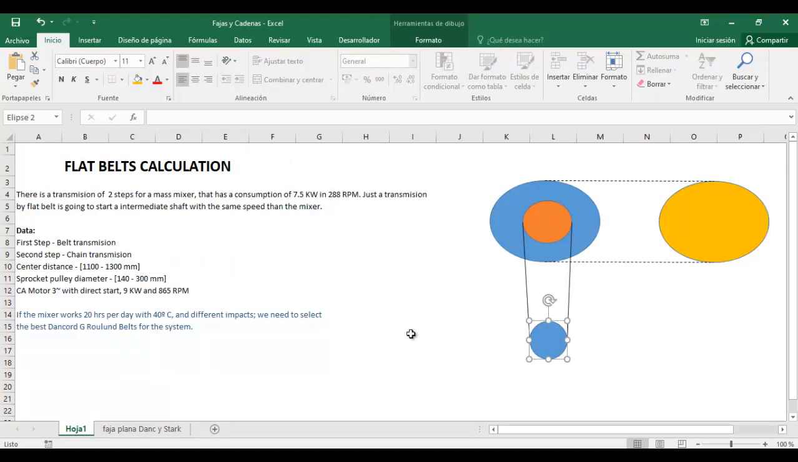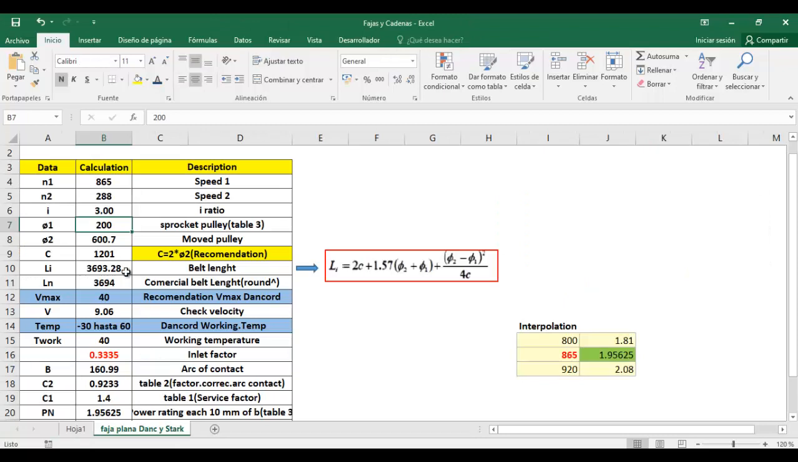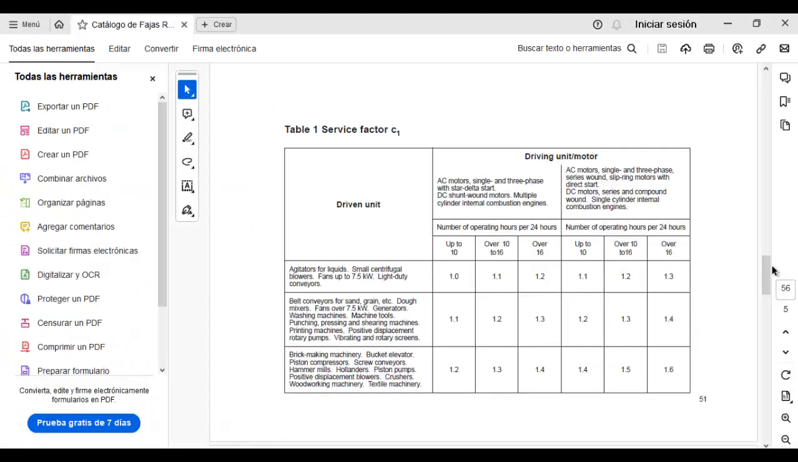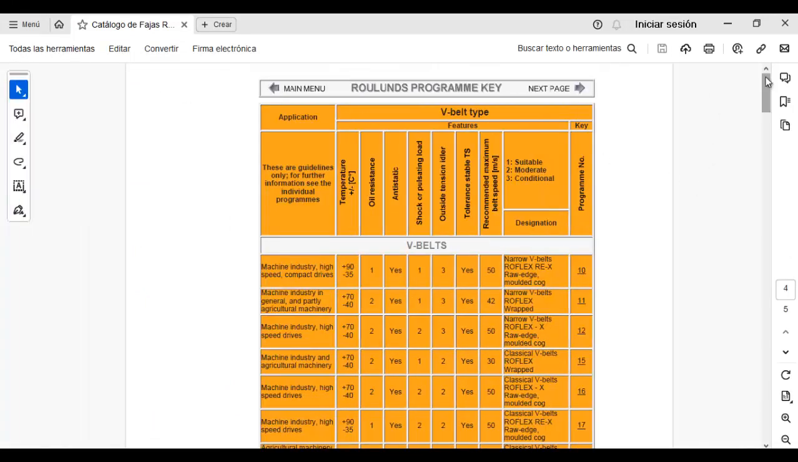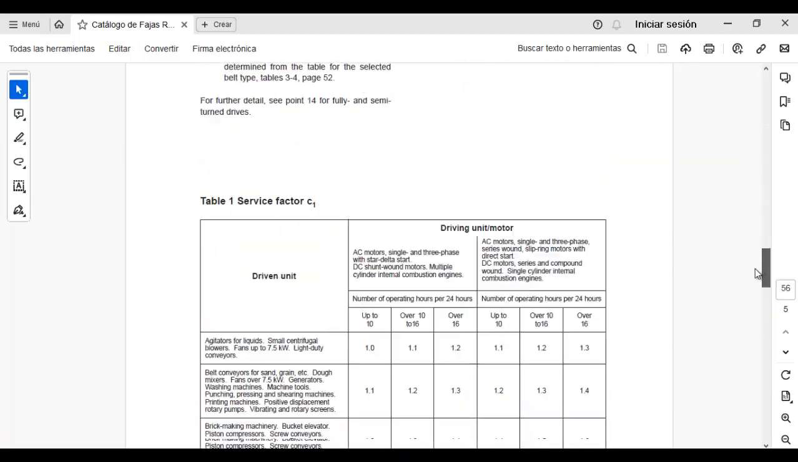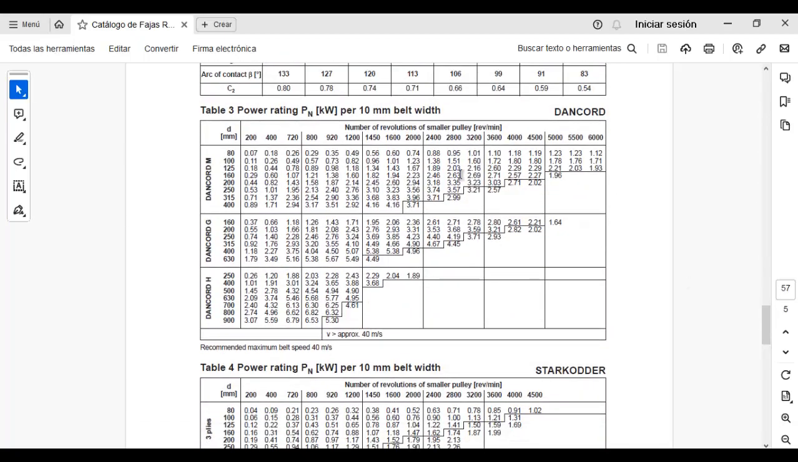That means here we have a range. Actually, how should we select? This is a Roland, the Roland VDF, as you can see. This is for flat belts. It's a good brand, I recommend it. Something we should know is from here: we have 3 different commercial diameters that we should know.